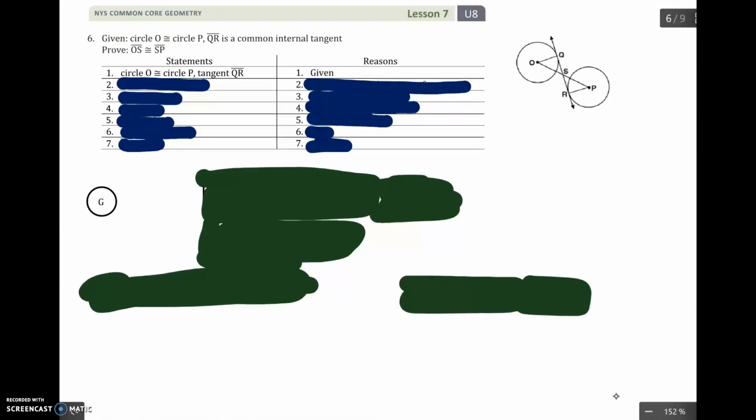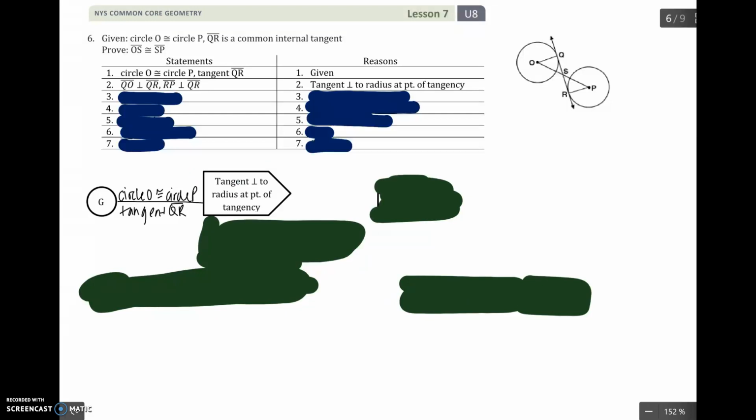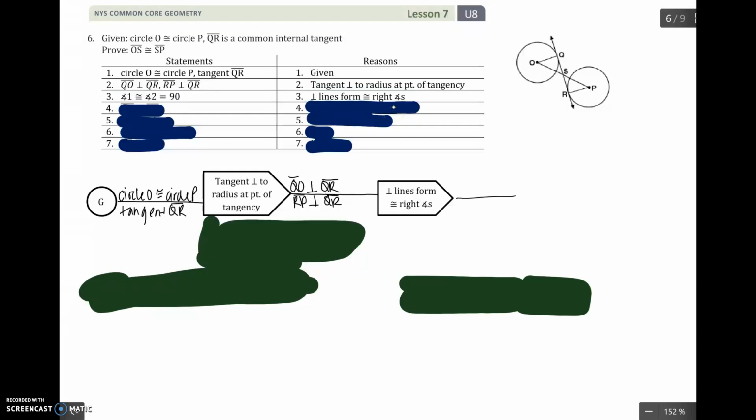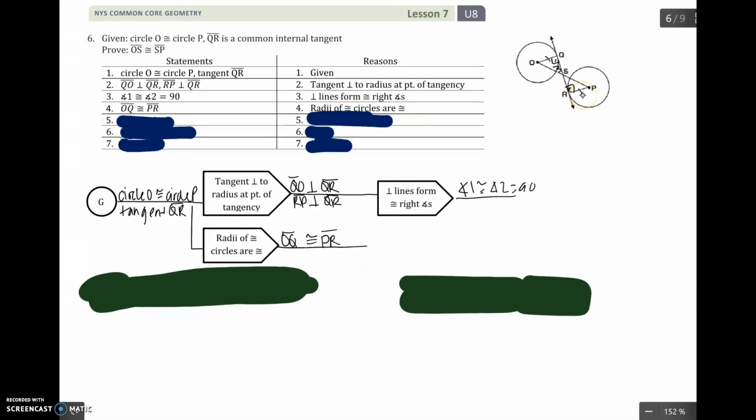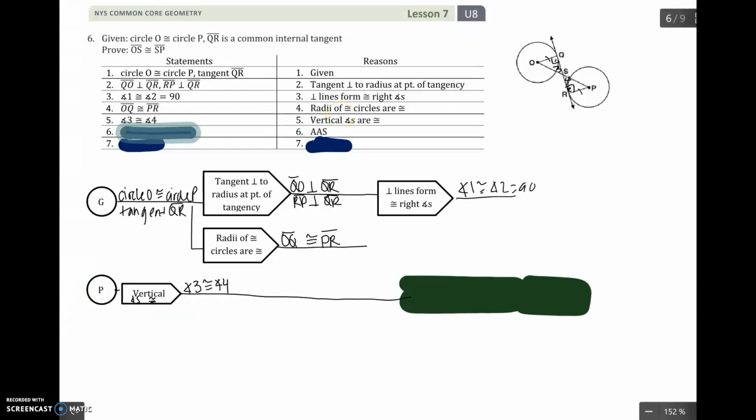All right, finally for number 6, we have our givens. Just like the others, when we have a tangent perpendicular to a radius at the point of tangency, it's going to make perpendicular lines. And perpendicular lines form congruent right angles. So I have my 90s in here, 1 and 2. I also have congruent radii and vertical angles. So I have angle, angle, side, and CPCTC.